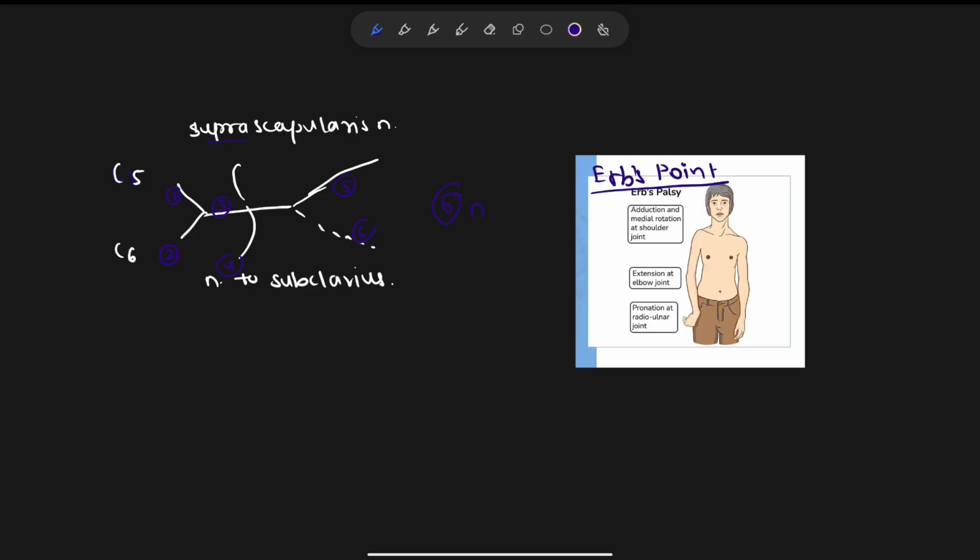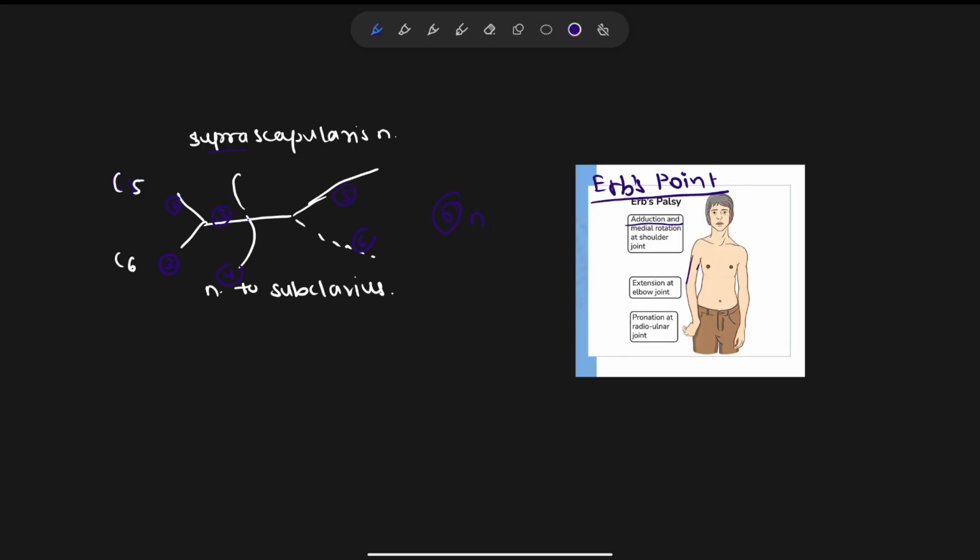Okay, if there is any injury at this point, it will cause Erb's palsy. In Erb's palsy, what will happen? There will be adduction of our arm. This is the arm, and it gets adducted. Okay, and medially rotated. The arm will be adducted and medially rotated.